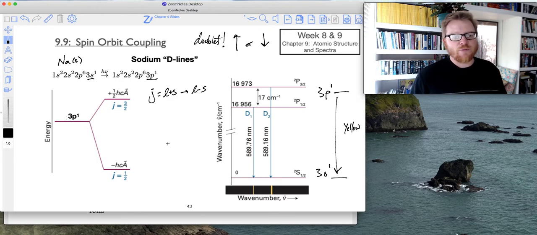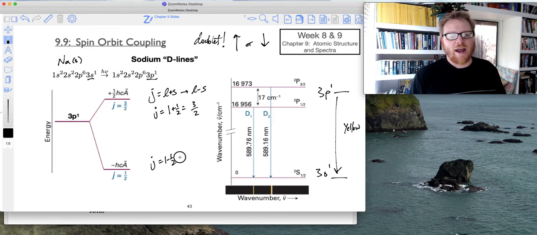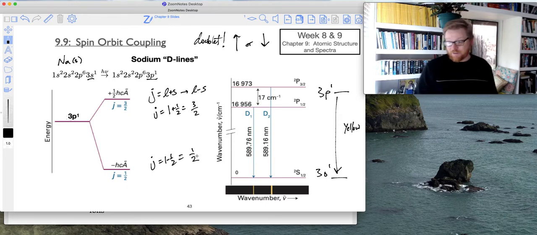And so now we're talking about a p orbital, right? So that means that L equals 1. And S is always 1/2. So 1 plus 1/2 gives us 3/2 for the high J value, right? And then, of course, it goes all the way down to L minus S. So that means our J can be 1 minus 1/2, so all the way down to 1/2, okay?